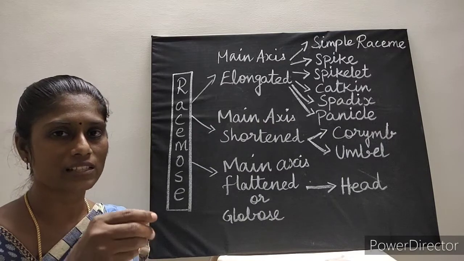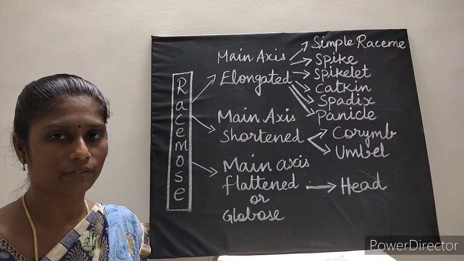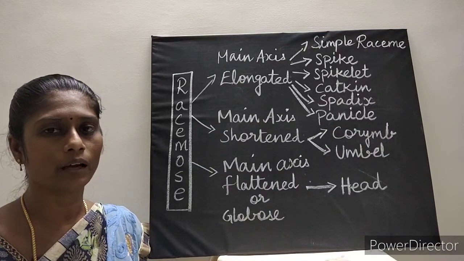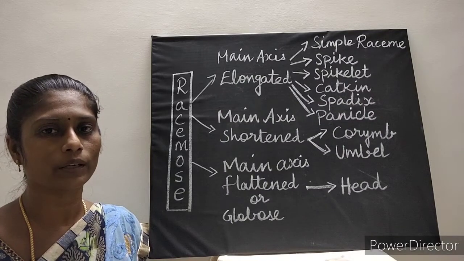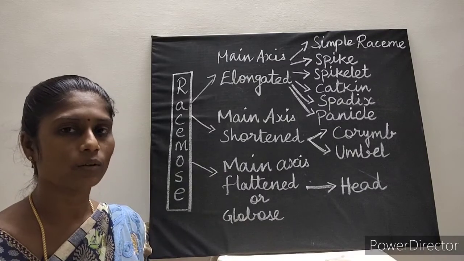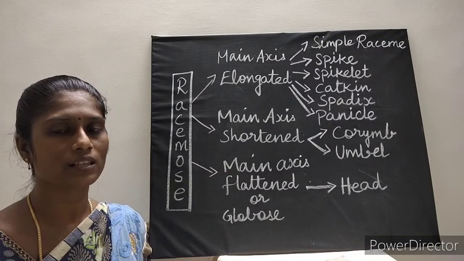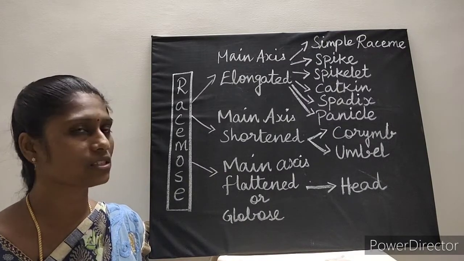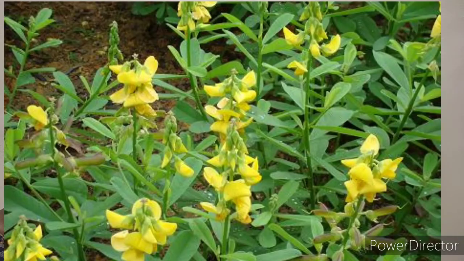So the central axis is an unbranched pedicellate flower with acropetal succession. Acropetal means the order of opening of flowers is towards the center. That is called acropetal succession. An example for the simple raceme is Crotalaria retusa.